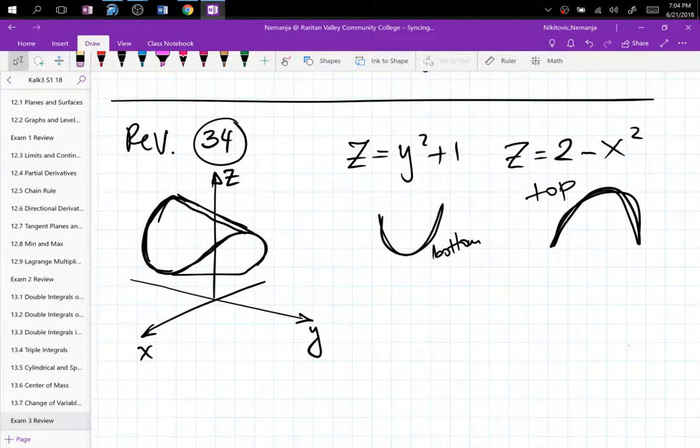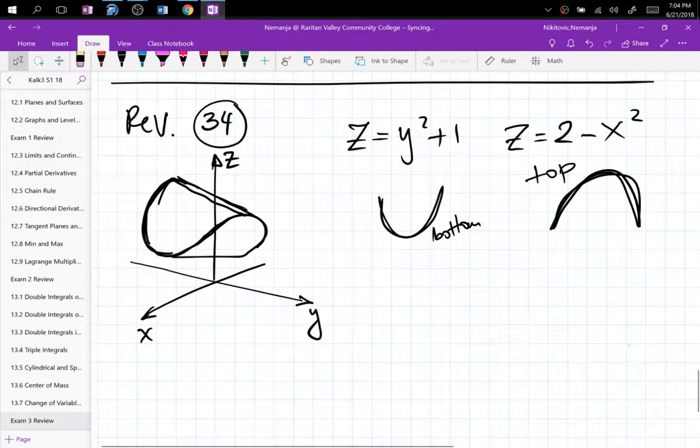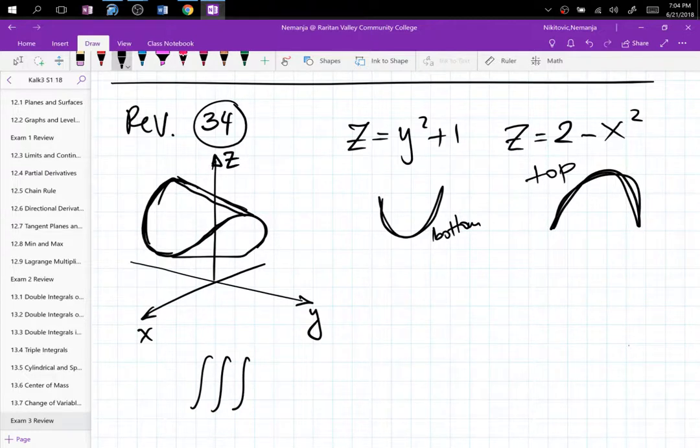The next order of business is to calculate the volume. We are going to set up for this a triple integral, and let's use dz, dy, dx.